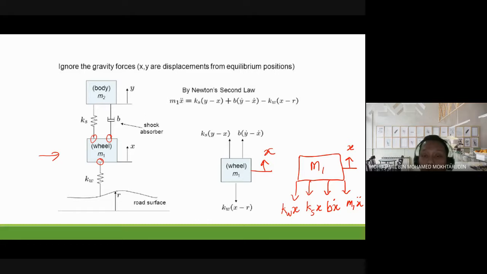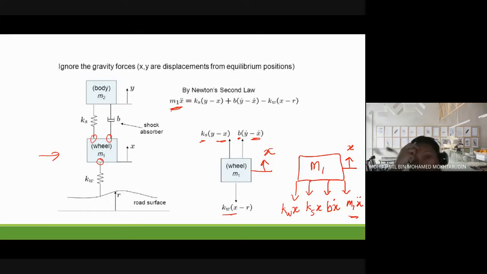Okay, so if you look at the left-hand side punya block diagram, so we have KW X. So we have KS X but negative because the direction drawn in the free body diagram is upward, but my direction is downward, so tak ada negative. So we have B X dot here. So same case, the direction drawn is upward, mine is drawn downward, so no negative. And we have the inertia. So dia tak tulis inertia sebab dia guna kat sini Newton's second law.